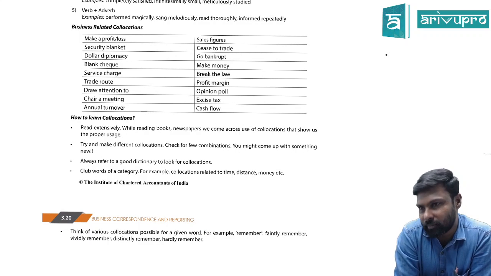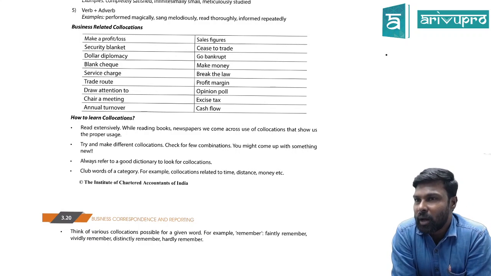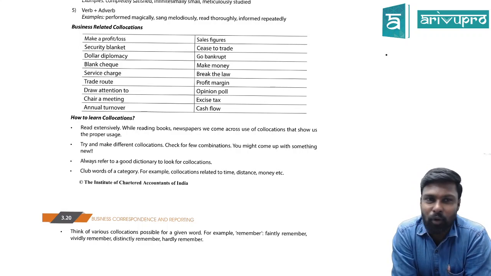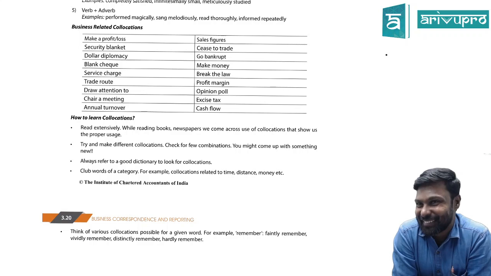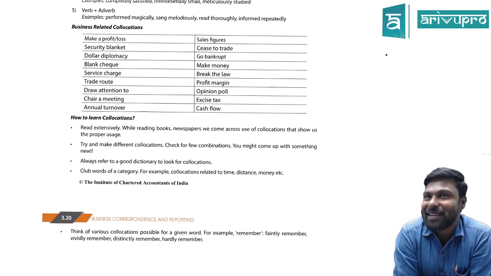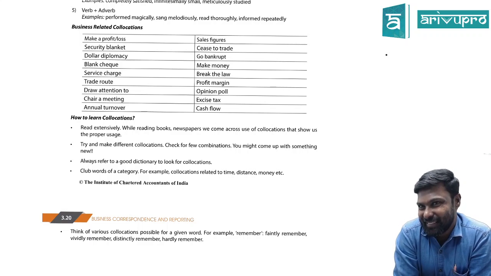So, how to learn collocations if at all you have a doubt. Read extensively. See, how do you know a horse neighs? These are things that they would have taught you in your first standard, second standard. Right. What bellows, sir? You must tell me. Go back home and search it. Right? These are things that you must familiarize yourself.